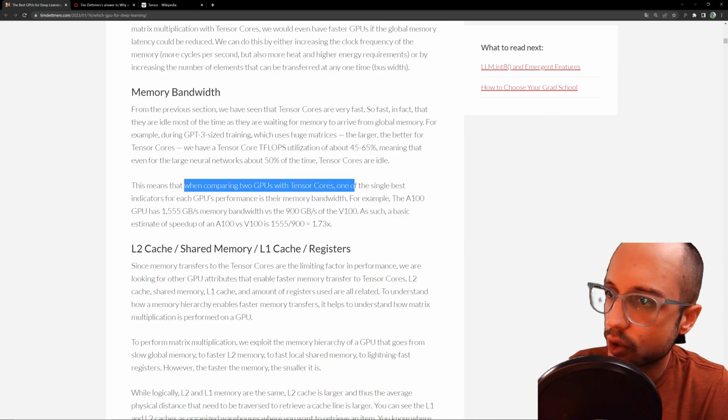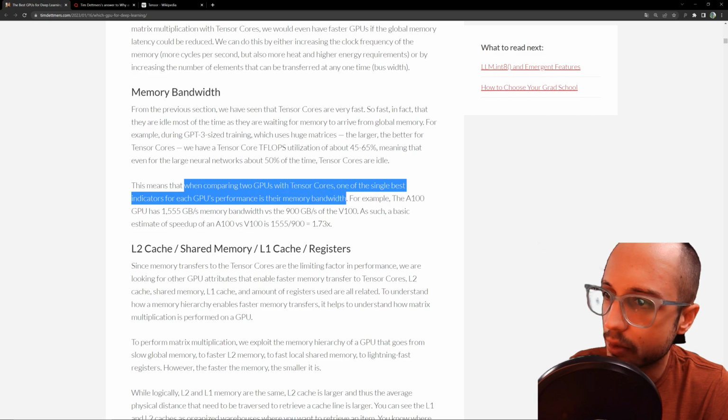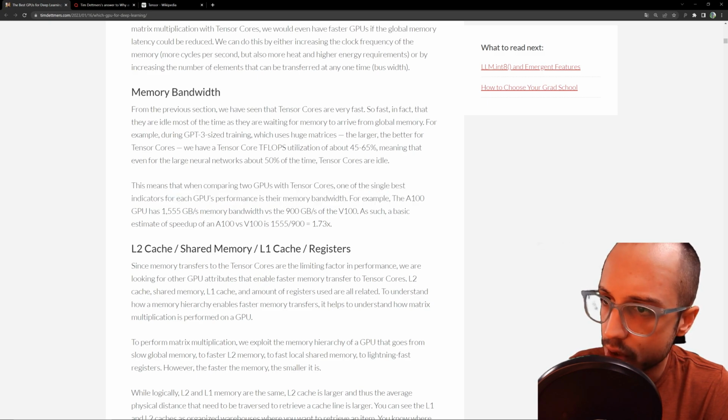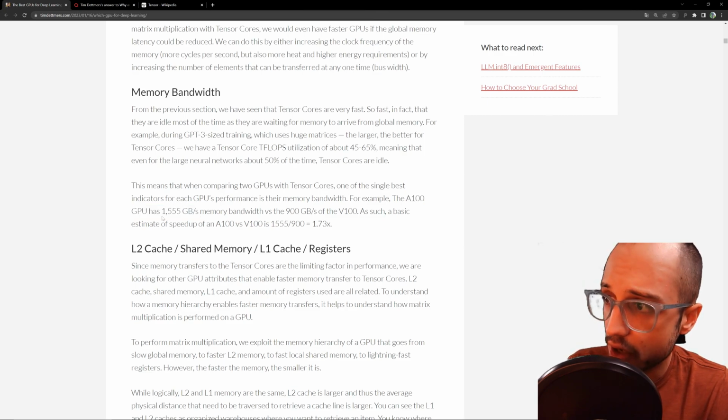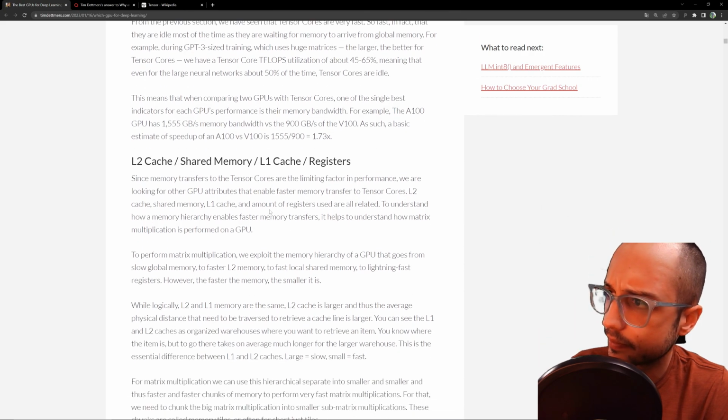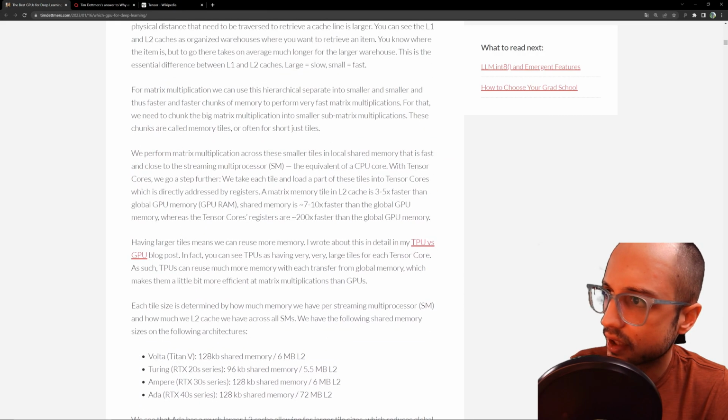When comparing two GPUs with tensor cores, one of the single best indicators of each GPU's performance will be their memory bandwidth. For example, the A100, which is a GPU that we see all the time in papers when we read them. This is a popular GPU in research because it's available in cloud environments. A100 has 1,500 gigabytes per second of memory bandwidth, and the V100 is 900 gigabytes per second. So the A100 versus V100 speedup here is roughly 2 times faster because of that.